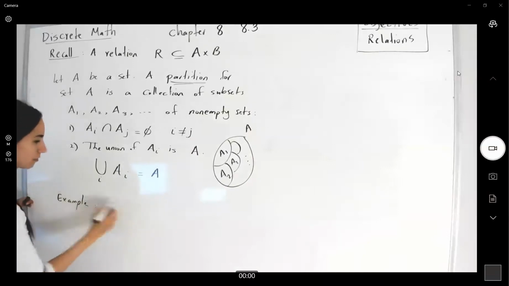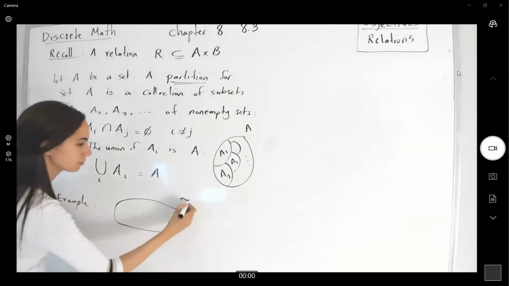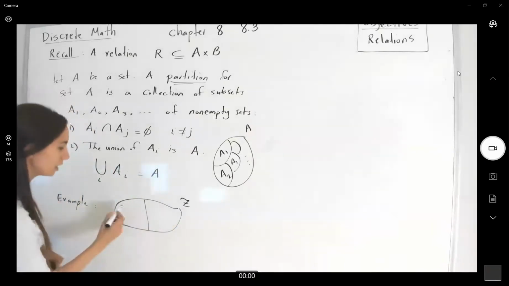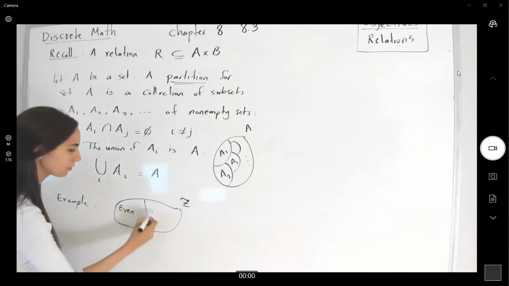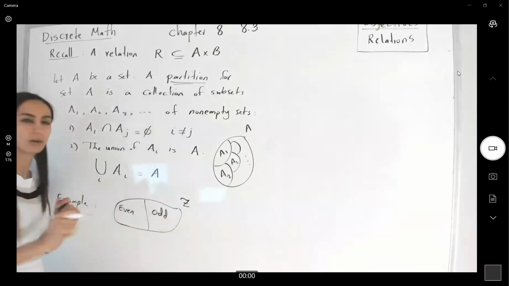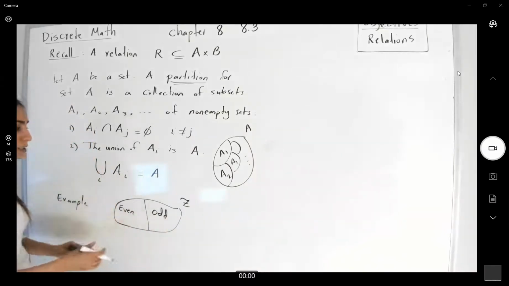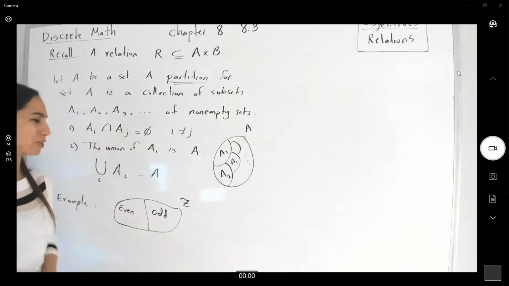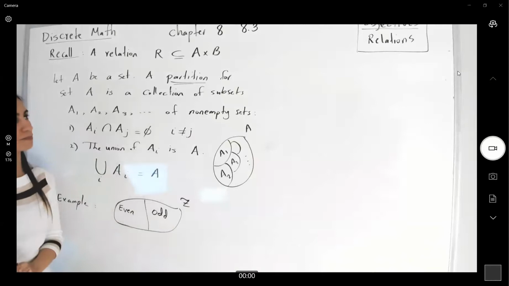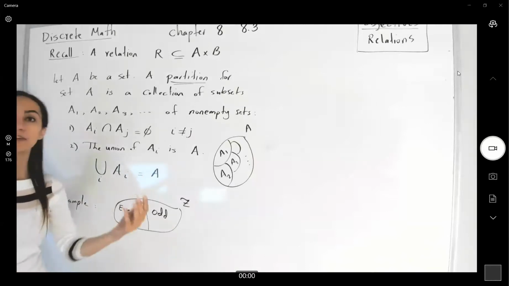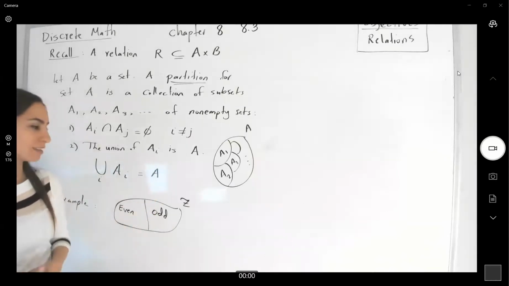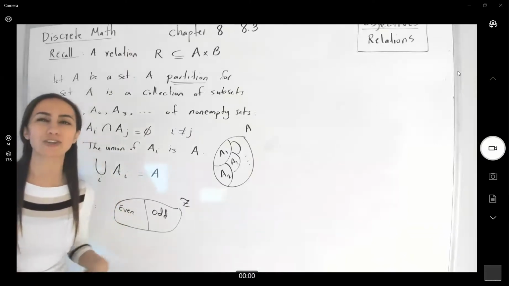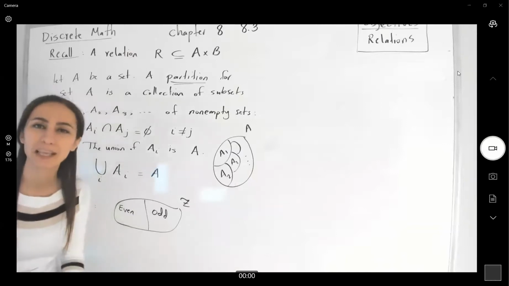We can do that for Z, for example. Z can be divided up into two sets, even numbers and odd numbers. They have no intersection with each other. And also, if you take the union of all even and odd numbers, it's going to be equal to Z itself. Well, today we're going to introduce this idea that if we have a partition, we can actually define a relation.